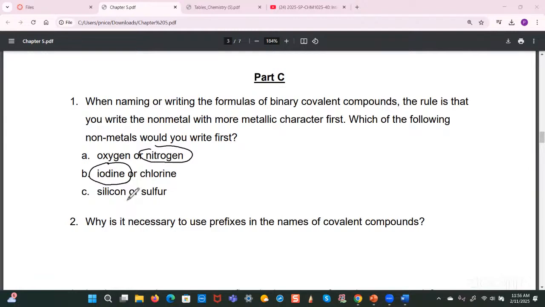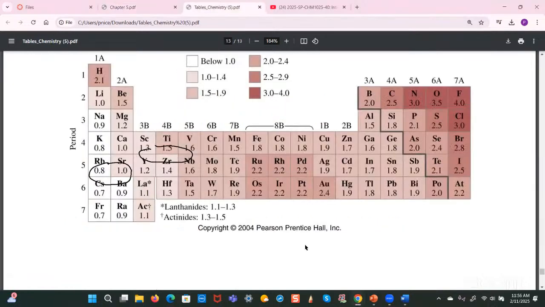That table, the electronegativity value table, the very last one in that document that I've provided in Canvas. Let me see if I can bring it up here. Okay, here's the table. So we're looking at silicon and sulfur. Which one would have a lower value?